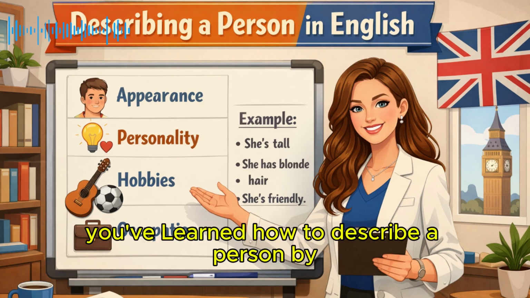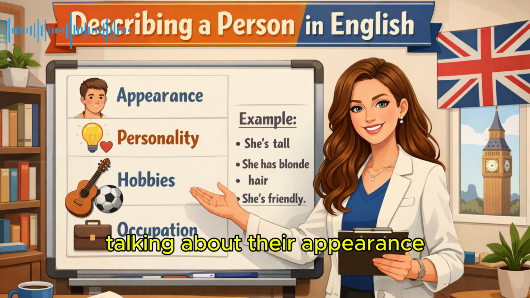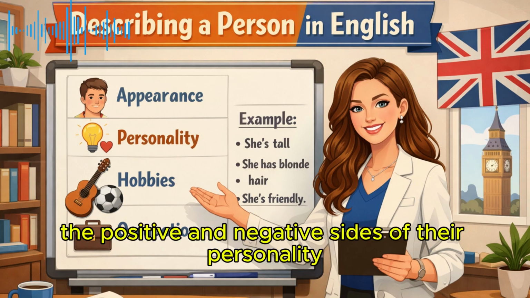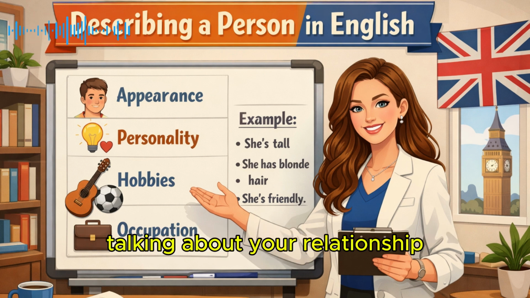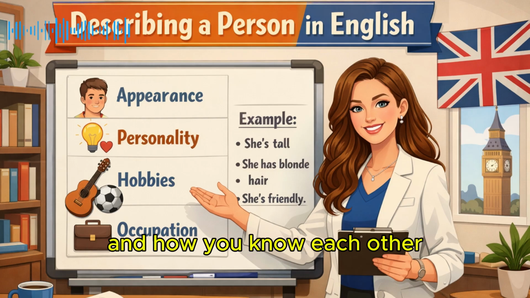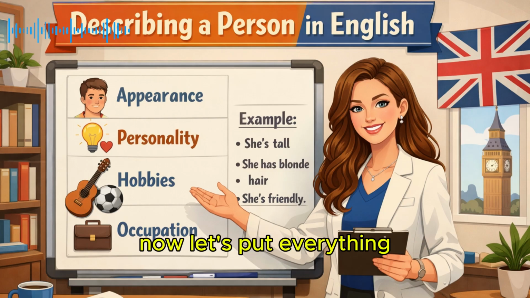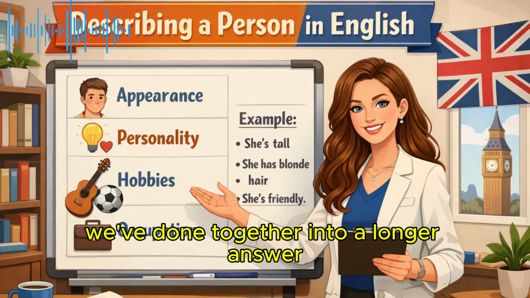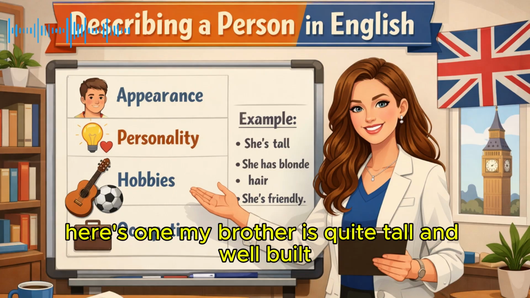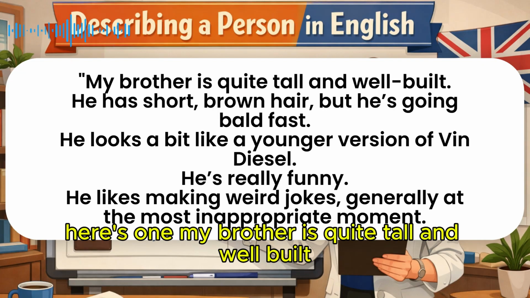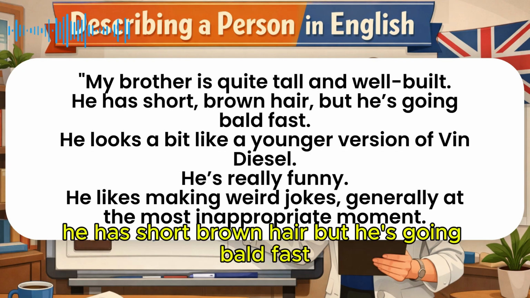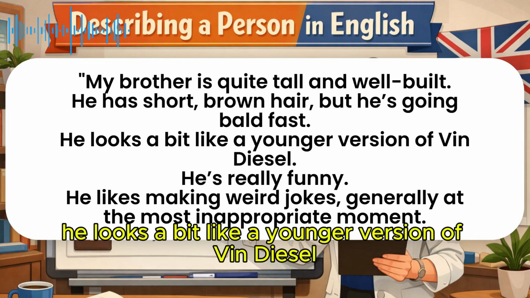In this lesson, you've learned how to describe a person by talking about their appearance, talking about the positive and negative sides of their personality, talking about your relationship and how you know each other. Now, let's put everything we've done together into a longer answer. Here's one. My brother is quite tall and well-built. He has short, brown hair, but he's going bald fast. He looks a bit like a younger version of Vin Diesel.